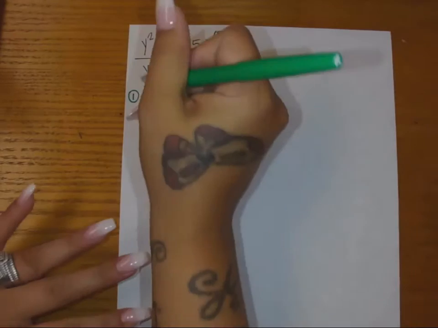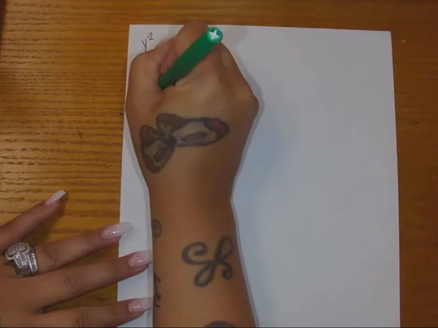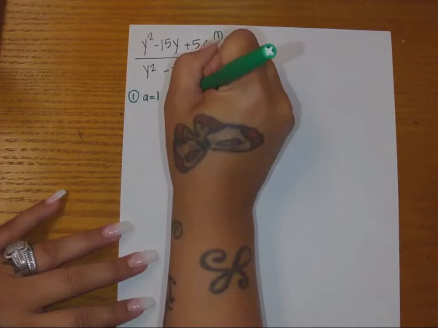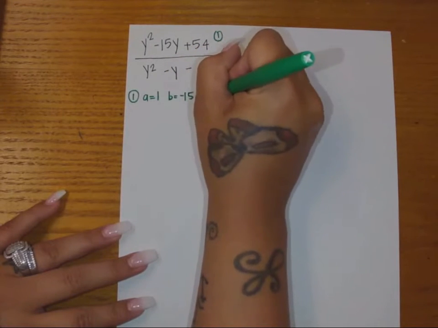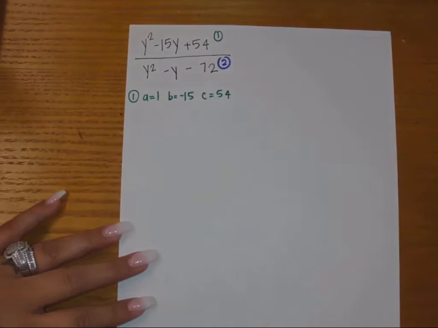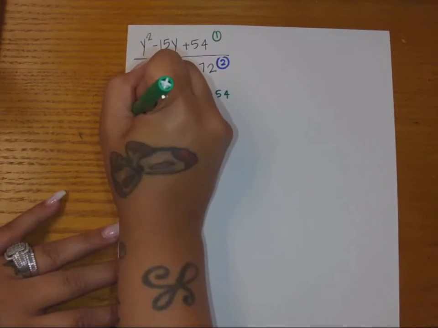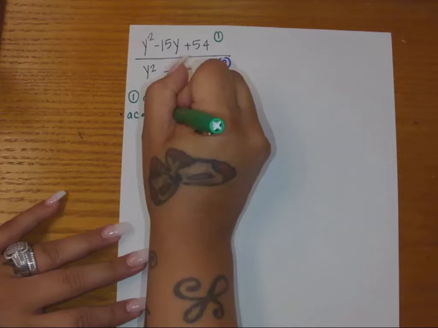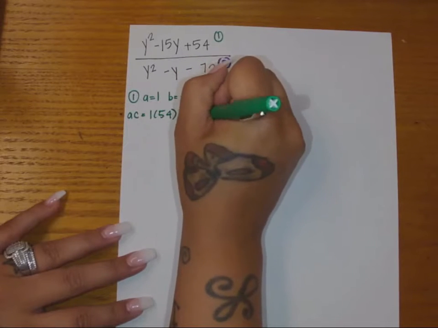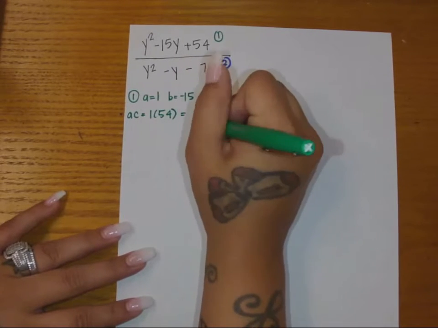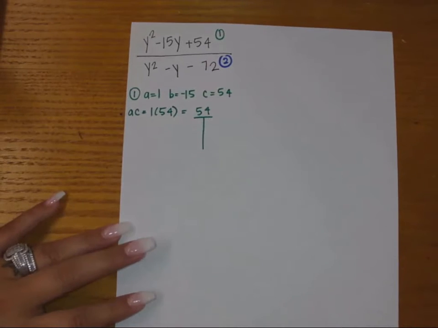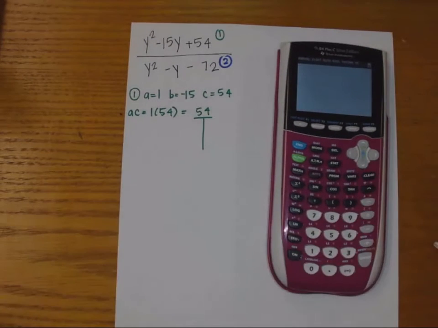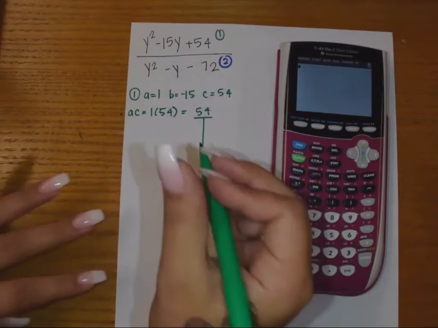With the AC method, I know I need to identify what my A is, what my B is, and what my C is. AC method, multiply A times C. 1 times 54 is 54. Signs are the same, so it's positive. Next step is to find factors of 54. So technically, what multiplies together to give us 54?